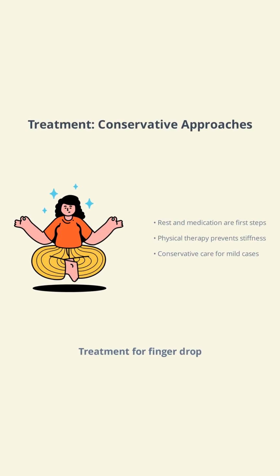Treatment for finger drop depends on the underlying cause. Conservative therapy may include rest, nonsteroidal anti-inflammatory drugs, and steroid injections. These approaches are often tried first, especially when the cause is unclear or when nerve recovery is expected. Physical therapy can also help maintain hand function and prevent stiffness while the underlying issue is addressed.